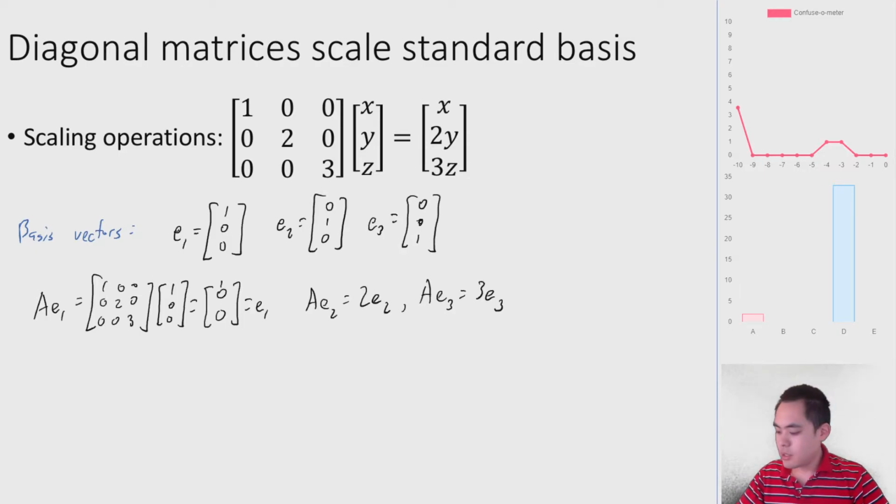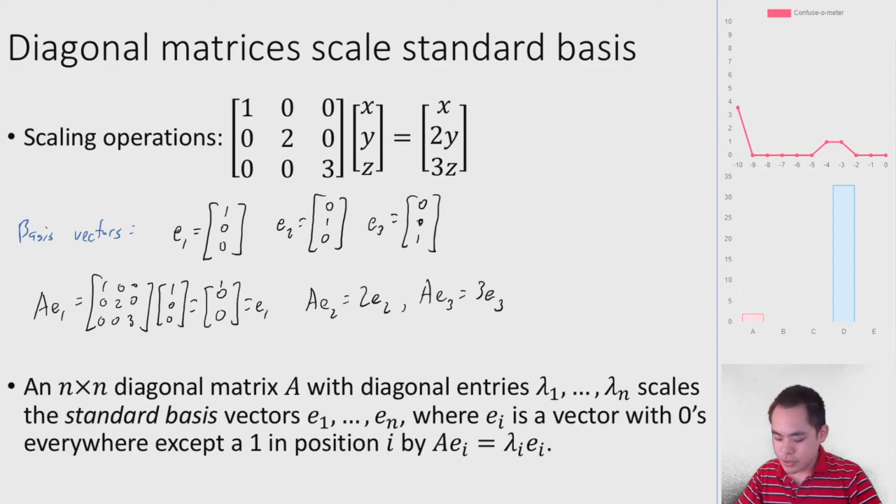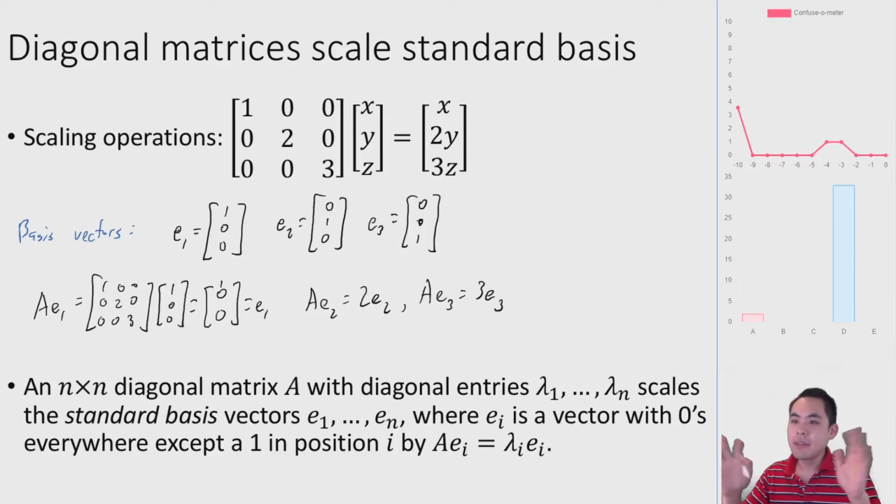Let me give you the punchline first. If you have a diagonal matrix with entries, we're going to call them lambda 1 through lambda n, because that's just standard math notation, and the standard basis vectors E1 through En, where Ei is a vector with zeros everywhere except a 1 in position i, then it scales it: AEi is equal to lambda i Ei.